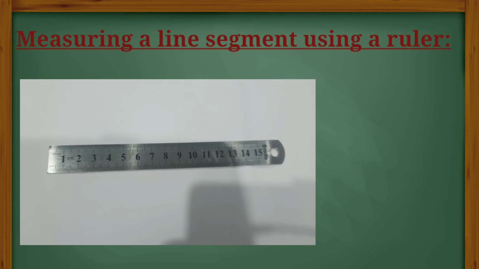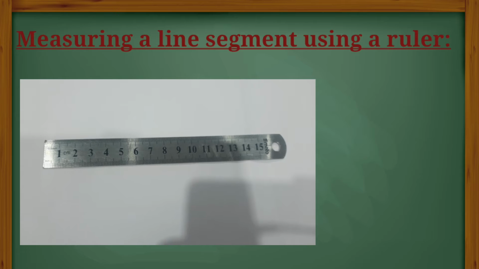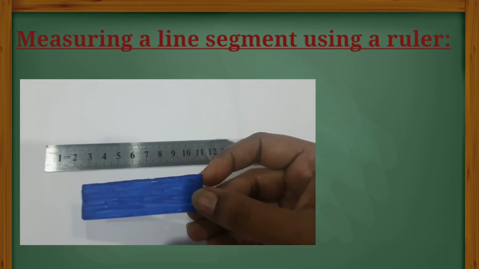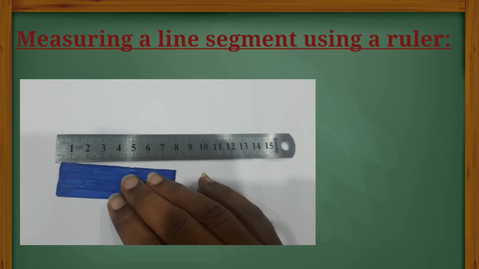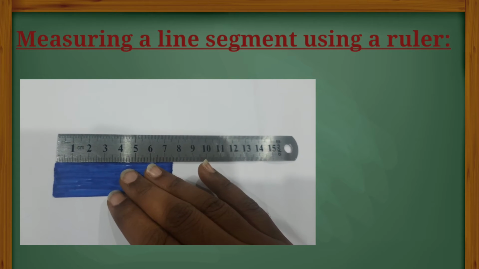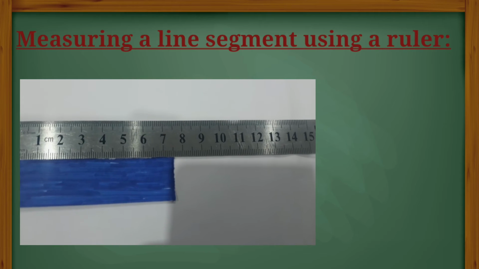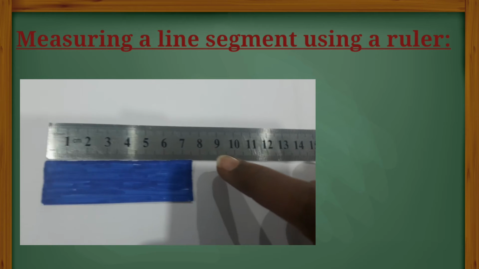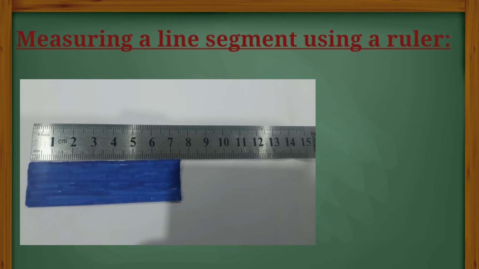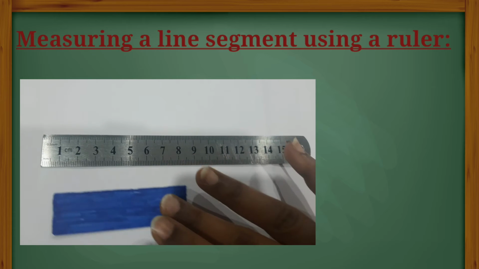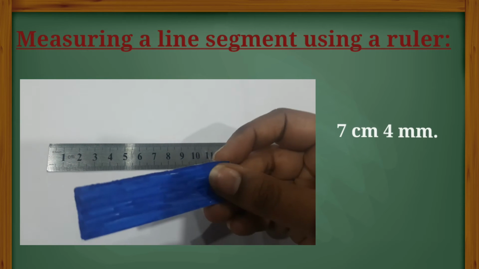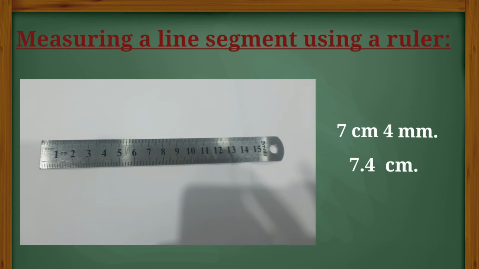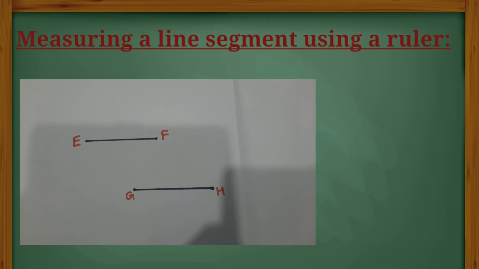Understood? Now we'll try with another paper. I have a blue colored paper here. I am trying to measure the length of this paper. If we observe the paper from the starting, the end point is more than 7 centimeters. Now we'll count the small lines, the millimeters. Yes, there are 4 millimeters. So we call it 7 centimeters and 4 millimeters, or 7.4 centimeters. Either way we can write.